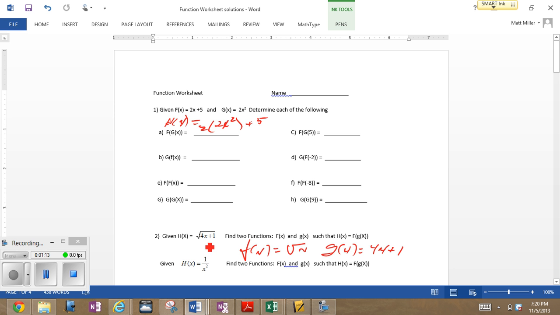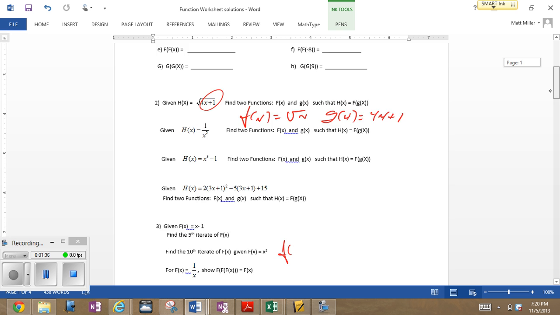This h of x function can be expressed as a composition of two functions. There's not just one way of doing it, but this is just one example. If the inner function is 4x plus 1, call that g of x. The outer function will be the root, and you can check that composition itself. It will give you that. And the others should follow the same pattern.